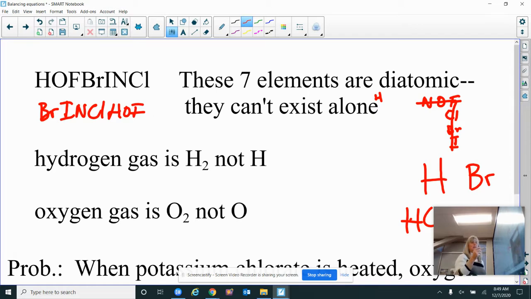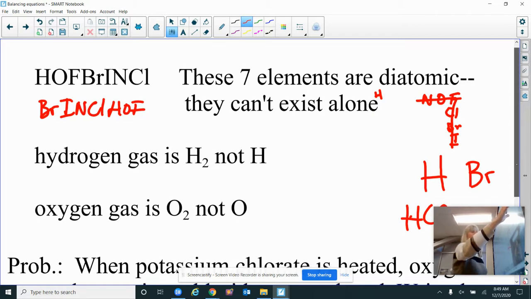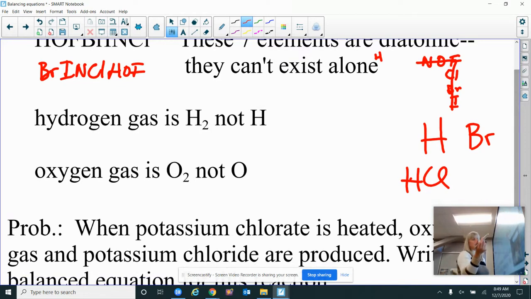Now that doesn't mean in another formula there can't be a single H. HCl is hydrochloric acid. HBr is hydrobromic acid.